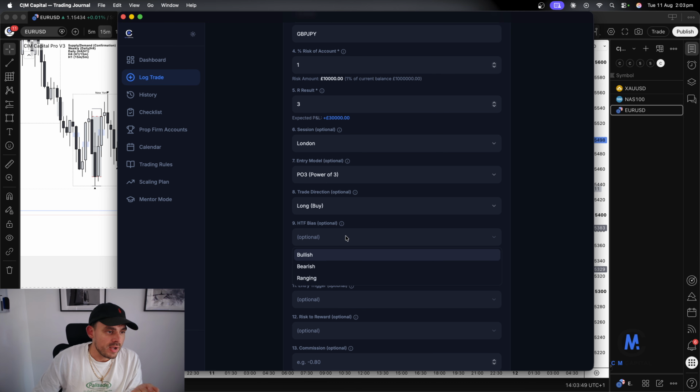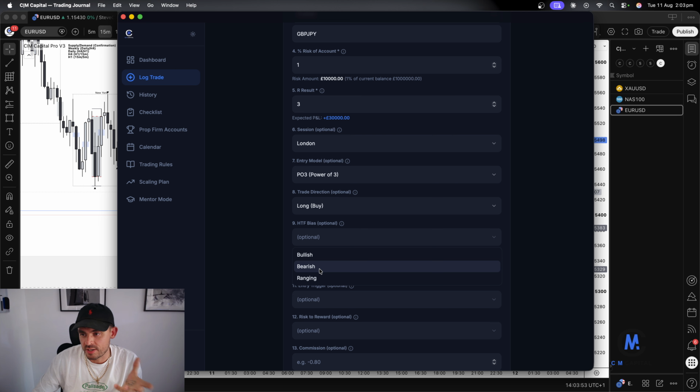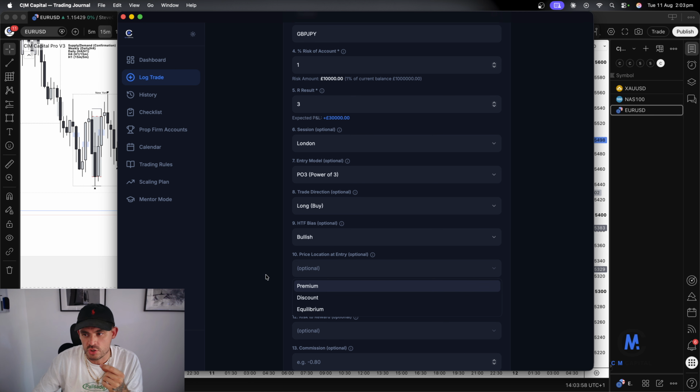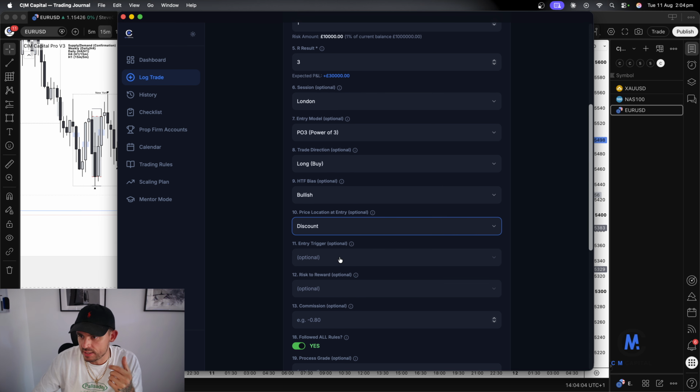Trade direction, long or short. High time frame bias. What's your high time frame bias? Obviously all this helps you build your data. So obviously, like I said, you haven't got to do it, but it helps. Price location, in that range, are you in the premium, discount or equilibrium? Doesn't matter, obviously we're just building the data.